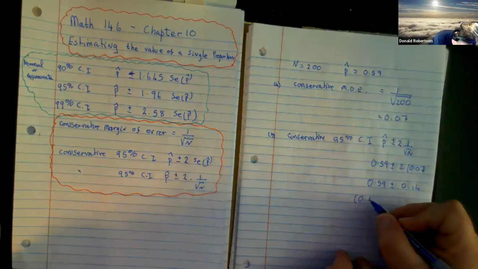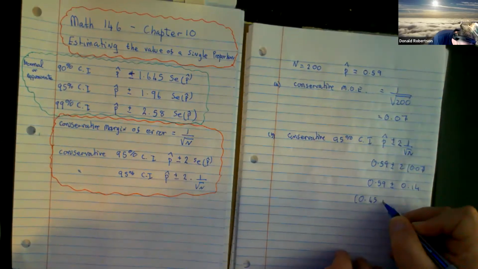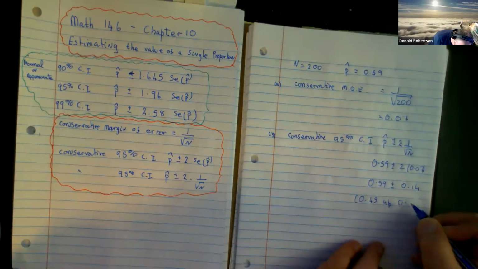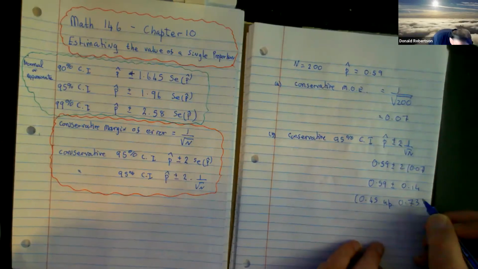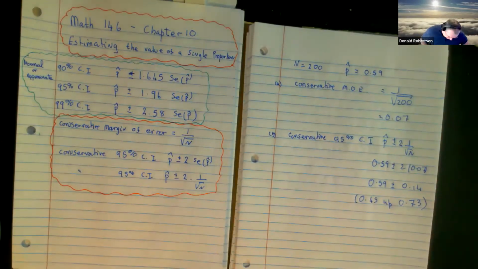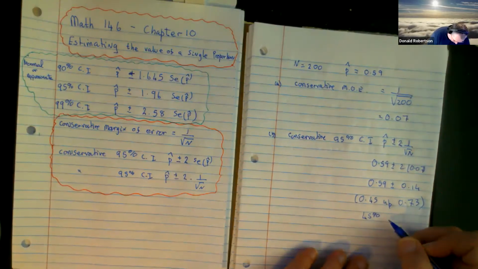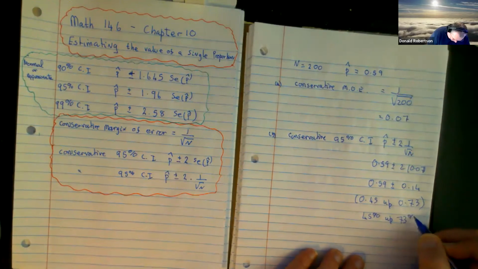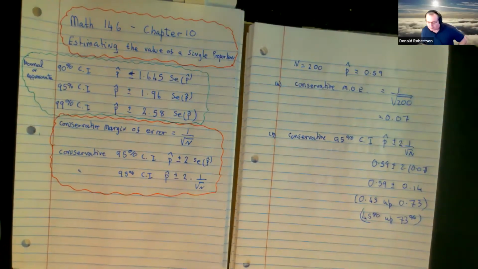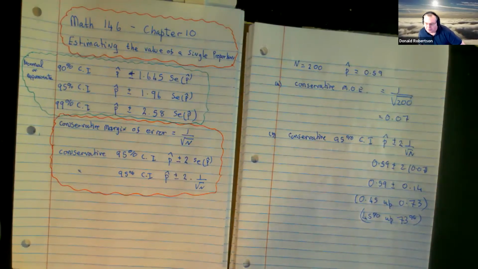So we're going to get 0.45, and it's going to be up to 0.73. And so I like percentages. So we would estimate somewhere from 45 up to 73% of the population would like to be younger. And then you could do some newspaper article where you talk about how people want to be younger.